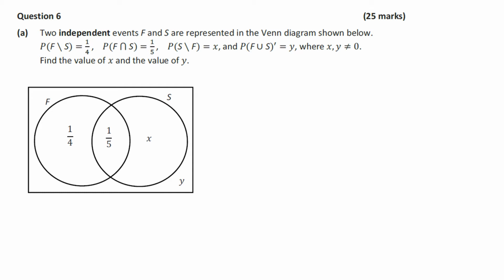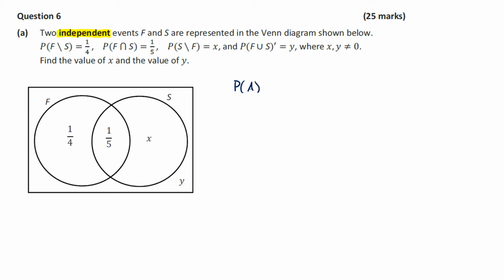In terms of sets, that is F only, not where F and S overlap. They've given us an extra piece of information that's also on the diagram, and that is the probability of (F union S) complement is y. So they have given us absolutely everything here. The only thing they've given us that is not on the diagram, and is going to be hugely important, is the idea of independence.